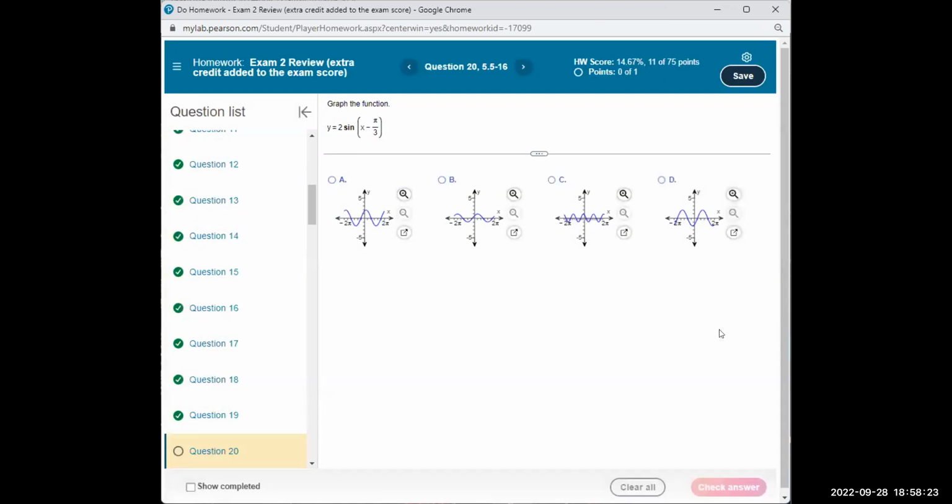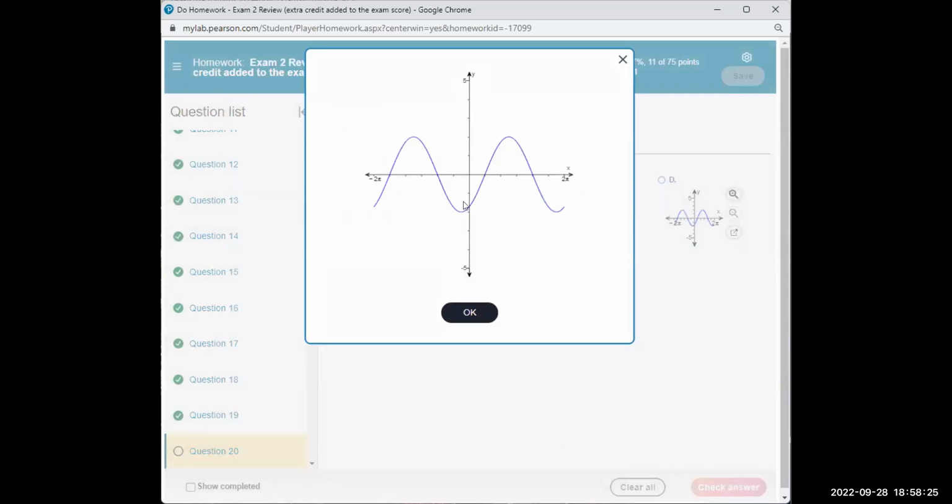So those are out. This one, notice that normally the sine function would start here, but it's been shifted 1/3 of pi over, so that's good. It goes up and then comes back down, and the amplitude is 2. This is the correct graph.